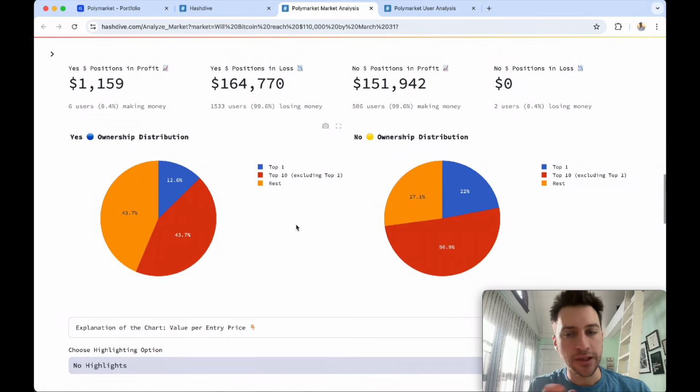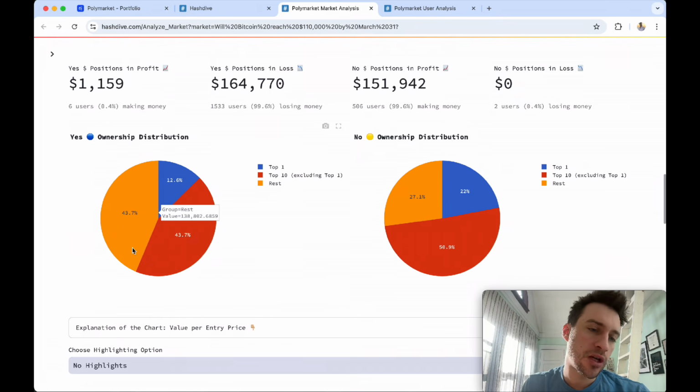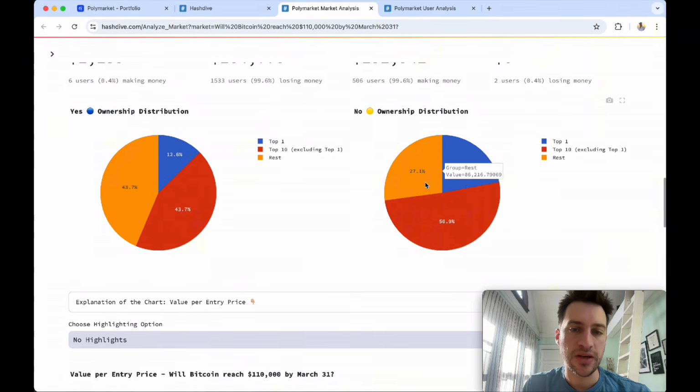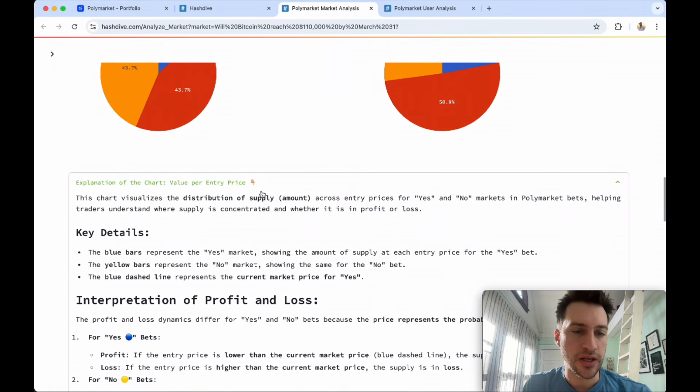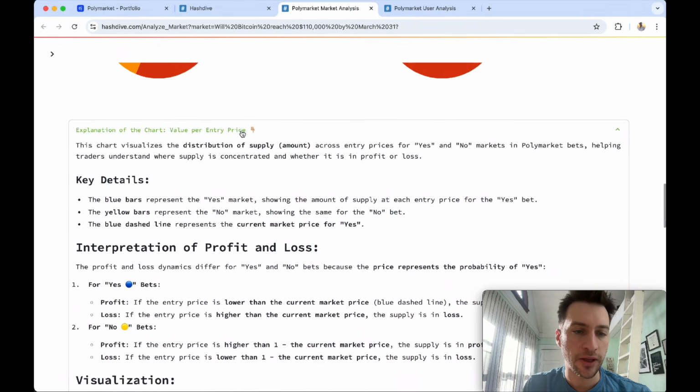This is pretty important. I would say one of the 3 most important things you're going to see, guys. It's going to show you whale stuff. So the top holder holds 12.6%. The top 10, besides this guy, holds 139,000. So only 43.7% is non-top 10, whereas only 27% of this is non-top 10. And you can see this. You can see the explanation of everything.